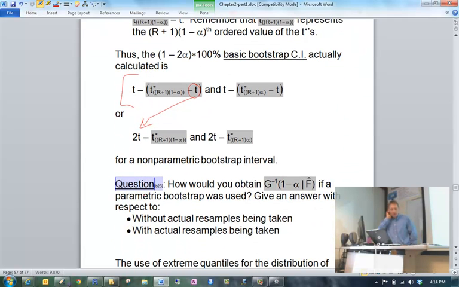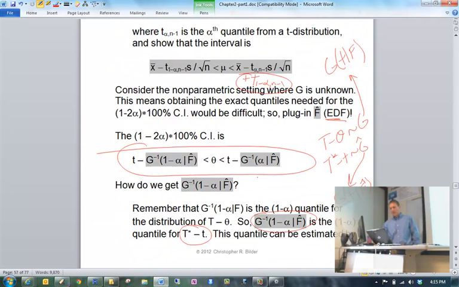Okay, so here's a question then. How would you obtain this 1 minus alpha quantile if a parametric bootstrap was used? First of all, let's consider the case of without actually taking resamples. So let's go back here. If I wasn't actually taking resamples, how could I get this quantity?